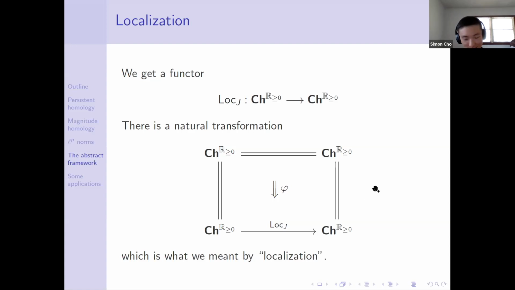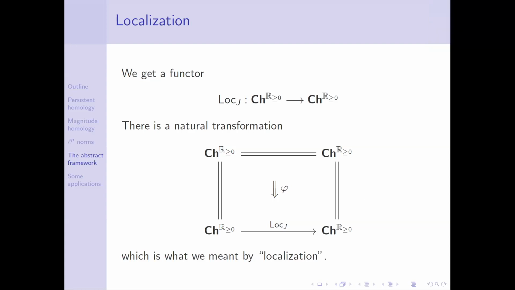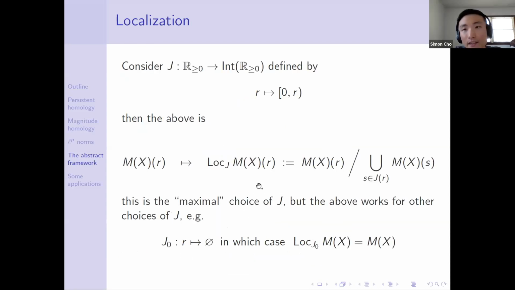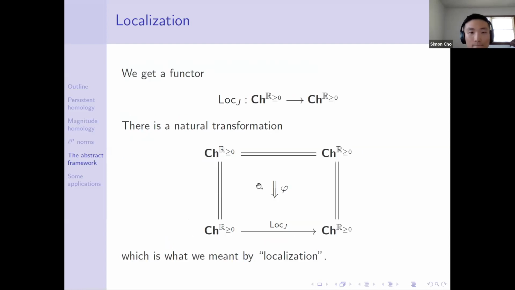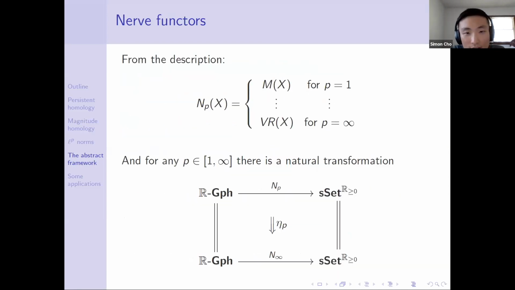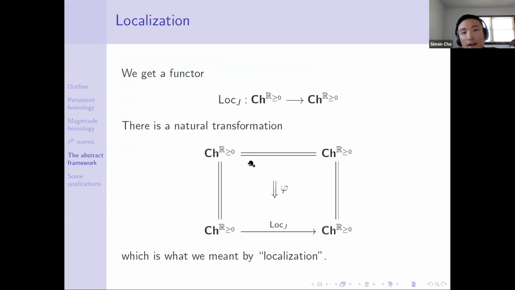Yeah, so that's what I mean by localization. So the point is, these J's parameterize how much information you're forgetting at each length scale. So the comparison, I had a square like this before, and you put this square right next to this square, where we're kind of fudging the difference between chain complexes and simplicial sets. They're definitely different categories, but for our purposes, we can kind of fudge the difference.